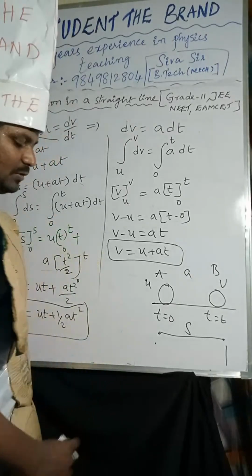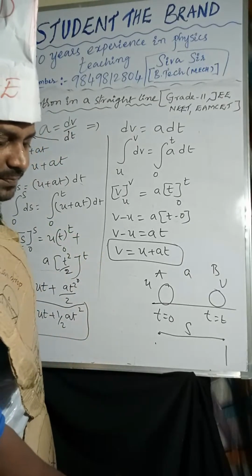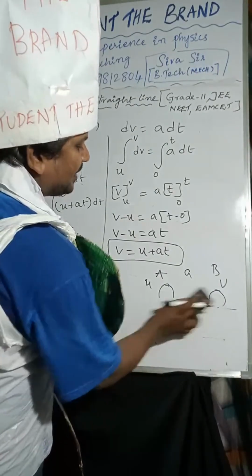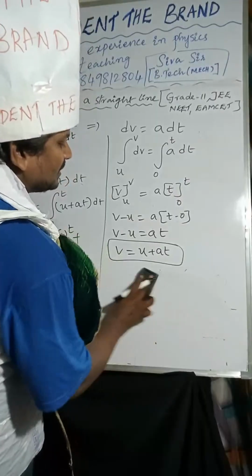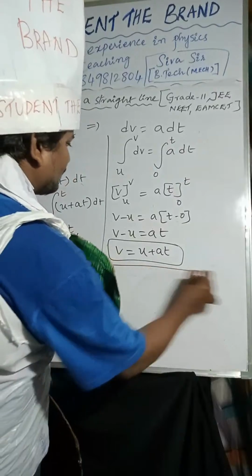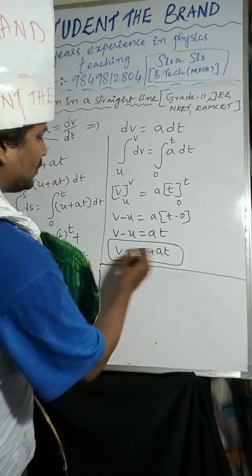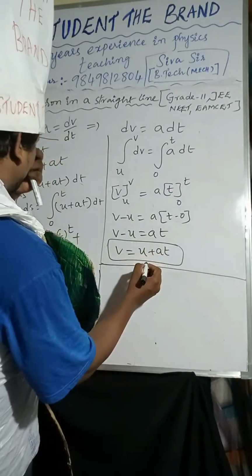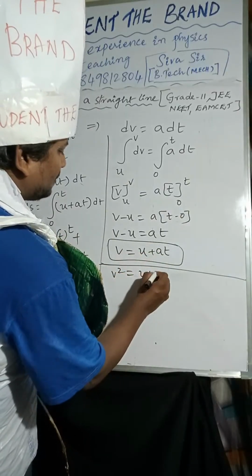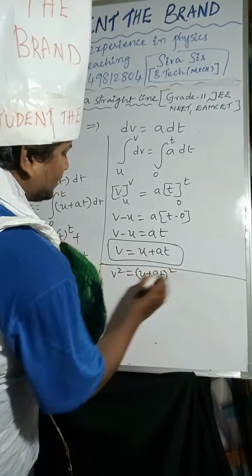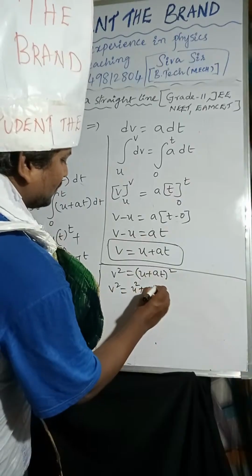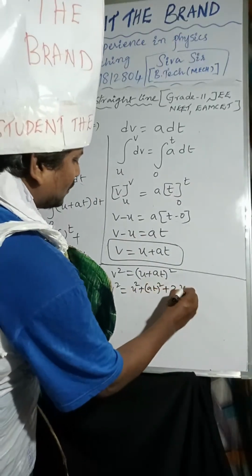Next one, coming to the third equation of motion. Now you can see, square on both sides. So v square equal to u plus at whole square. Then v square equal to u square plus a t whole square plus 2uat.